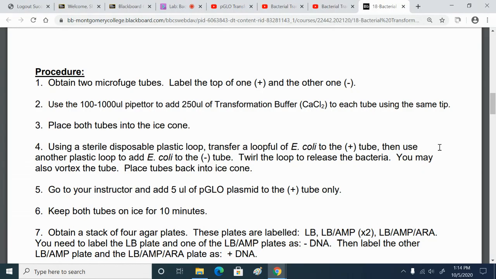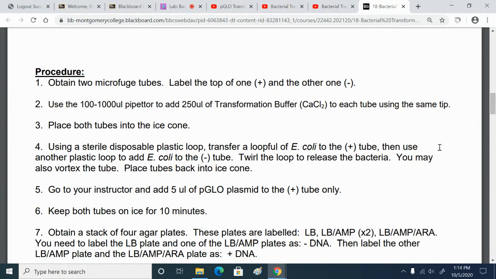And then when you're ready, you come to me and I would add 5 microliters of the plasmid to the plus tube only. Remember, plus means there's DNA in it. So the minus tube has no DNA. And then we keep both tubes on ice for 10 minutes, so nice and cold.